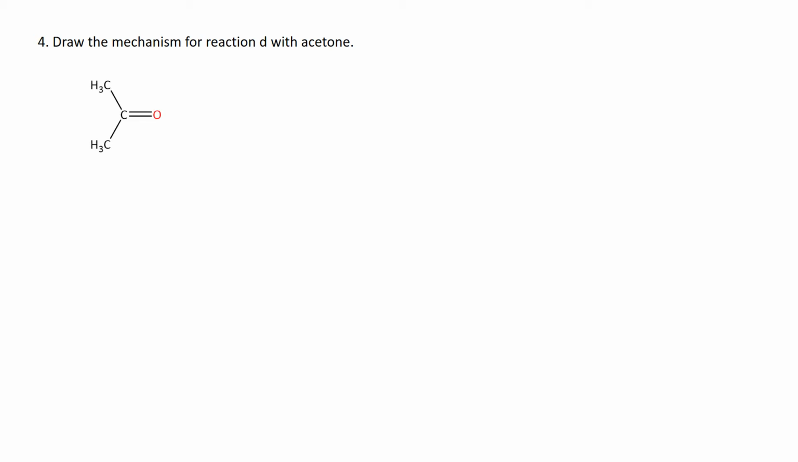Reaction D with acetone. Well, there was our acetone. And remember, the whole reactivity associated with the carbonyl group is the carbon is slightly positive, the oxygen slightly negative. That slightly positive carbon attracts the nucleophile, which in this case was the N3-. So here's N3-, one possible Lewis structure of it.